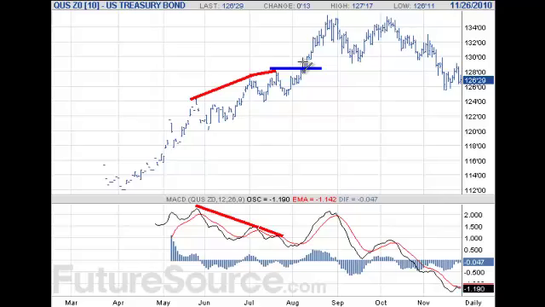You just stay out and just trade the divergence, because there was no divergence to go long here. It was just a breakout to new highs.